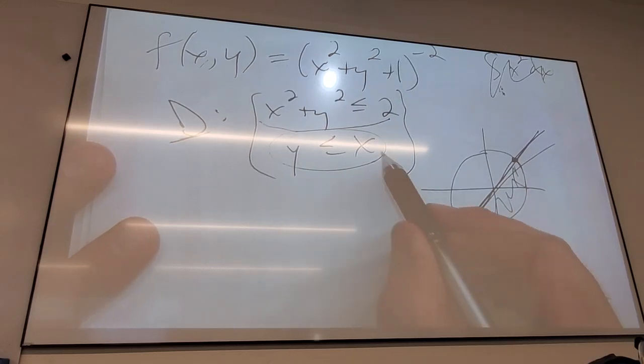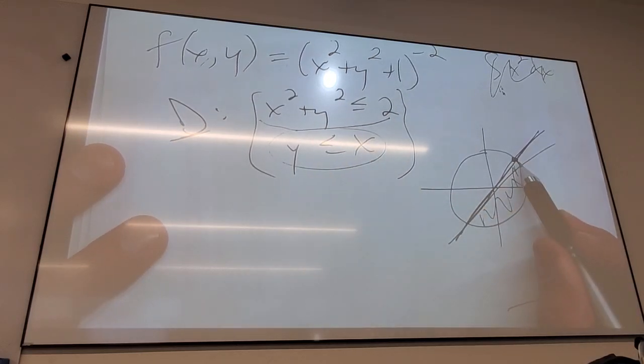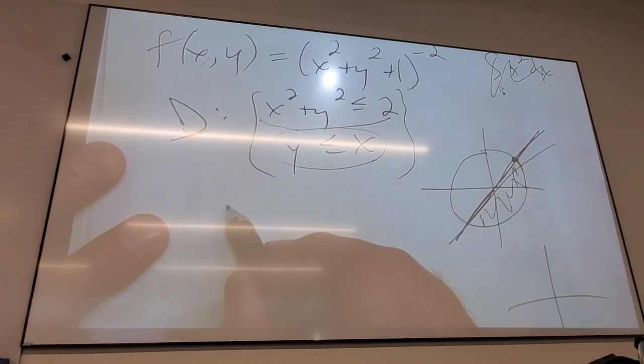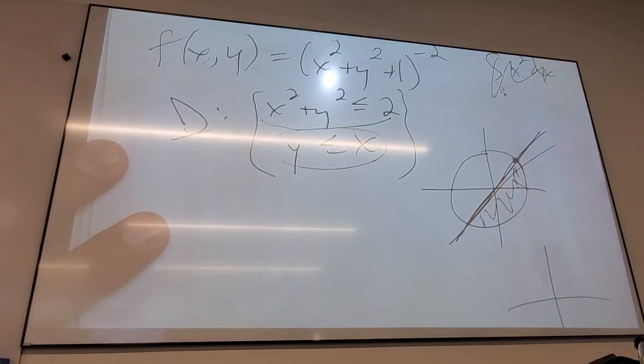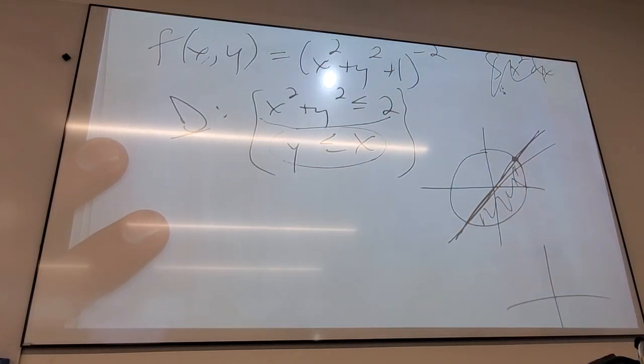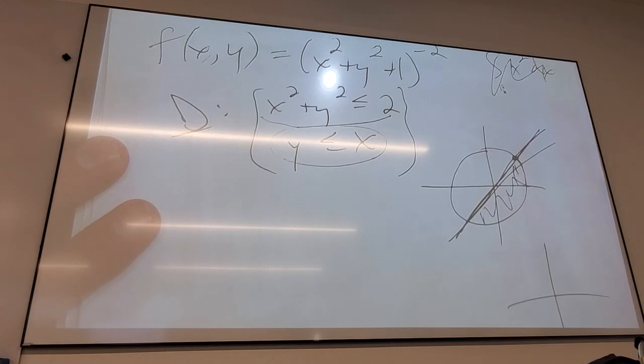But let's see. What's another way to do this algebraically to find that point of intersection? Why is it that and not that? Because it's not a radius 1. It's a radius root 2.